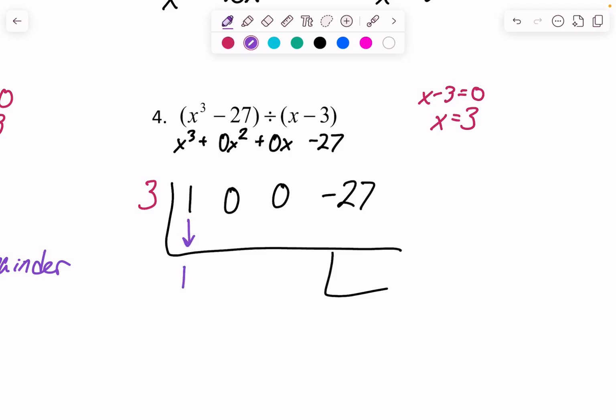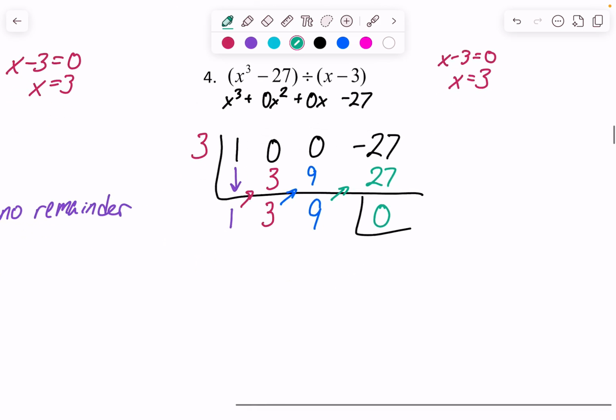First number comes straight down, multiply by what's in front, so 1 times 3 is 3. We add straight down. 3 times 3 is 9. We add straight down, we get 9. 3 times 9 is 27. We add straight down, we get 0. So we don't have a remainder this time either. And then our original polynomial started at x cubed, so we're going to start at x squared.